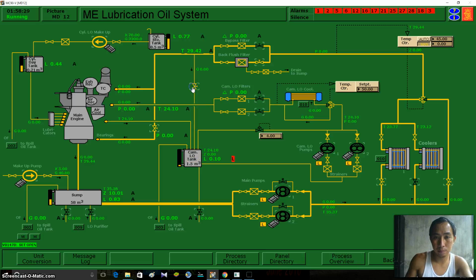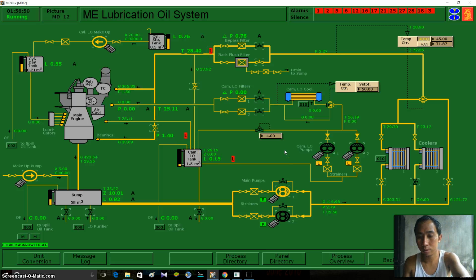Okay, so we're going to start our lube oil main pump, and we're going to set it into remote control, and the temperature will be set to automatic. No problem, that was just a low temperature alarm.